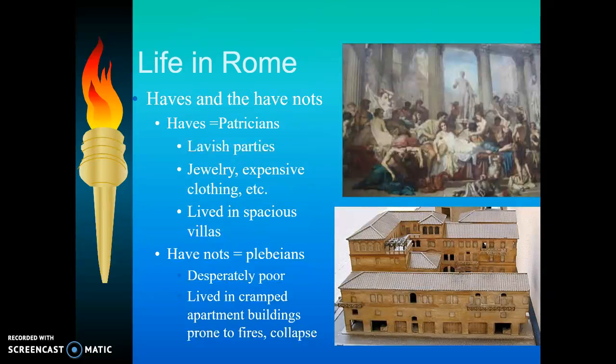There was a profound division between the haves and the have-nots. The haves, the patricians, through lavish parties, dressed in the finest jewelry and expensive clothing, lived in beautiful, spacious villas, while the poor, the plebeians, the have-nots, had no money. They lived in 6-story cramped apartment buildings that were prone to collapse and fires that would sweep through Rome.